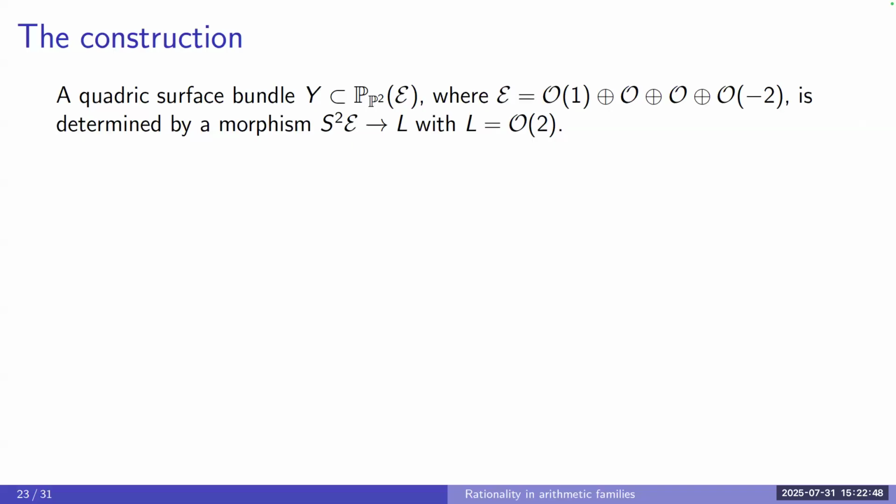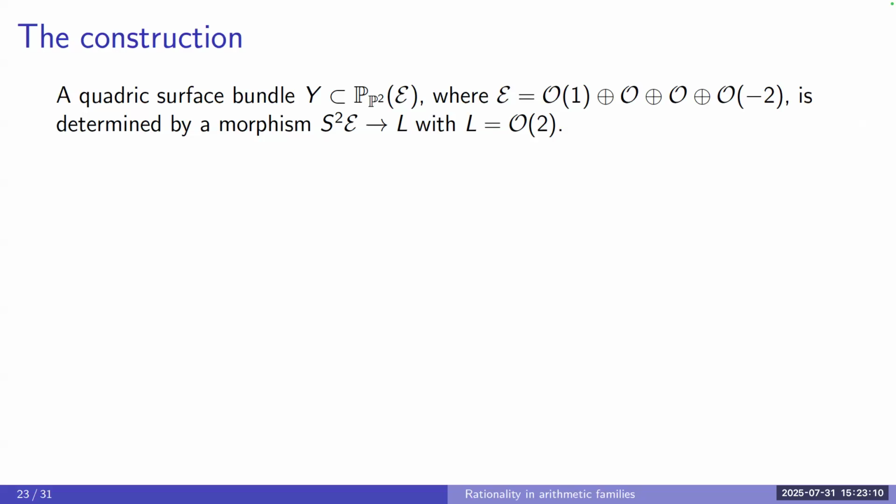Okay, so let me now go through the construction. I'll try to say a few things about how you construct these quadric surface bundles generally, and what our specific family looks like. So in general, to make a quadric surface bundle, you want to construct it sitting inside the projectivization of some vector bundle on the base.